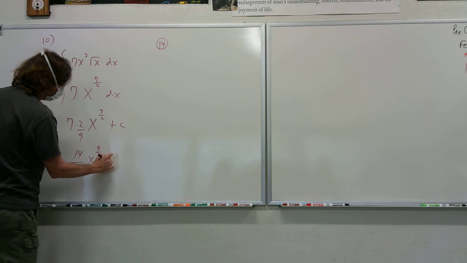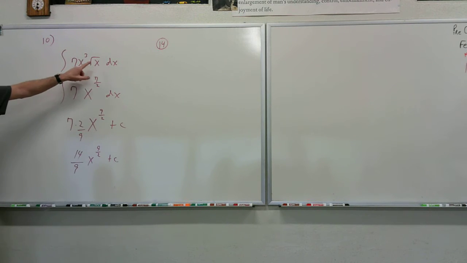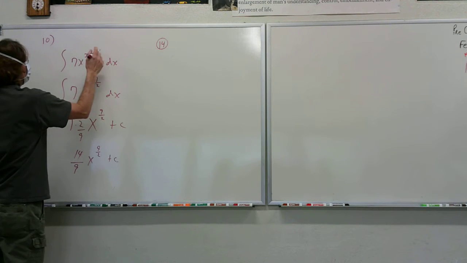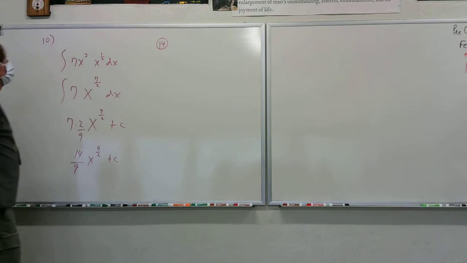Why did you do 7 over 2? Okay, 3 plus 1/2 is 7 over 2. Yeah, because when you multiply them, what do you do to the exponents? You add them. So 7 halves.